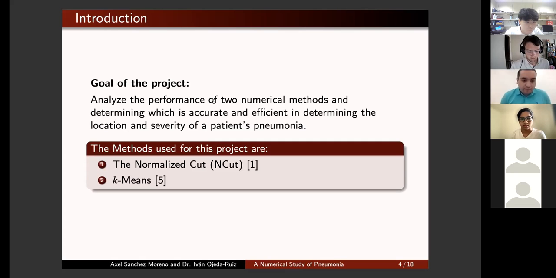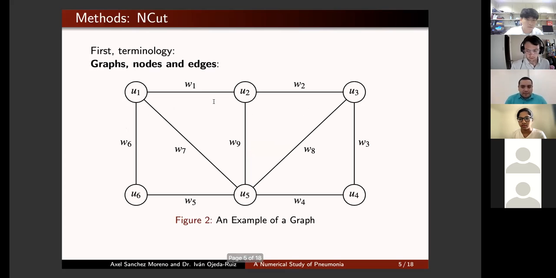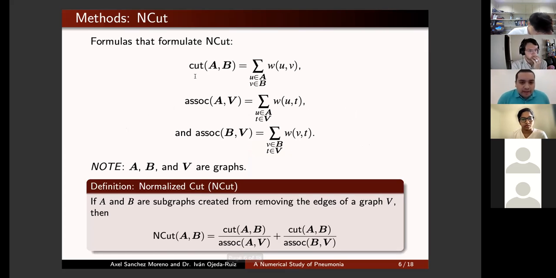So let's start off with the normalized cut. But to start, I want to first offer some terminology just in case. Here we have a graph, and a graph is a collection of points called nodes or vertices that are connected by lines called edges. Here we have our weights denoted as W, but in terms of the math behind it, we have the following here: the cut between A and B, the assoc of A and B, or association between A and B, and the association between B and B, excuse me.